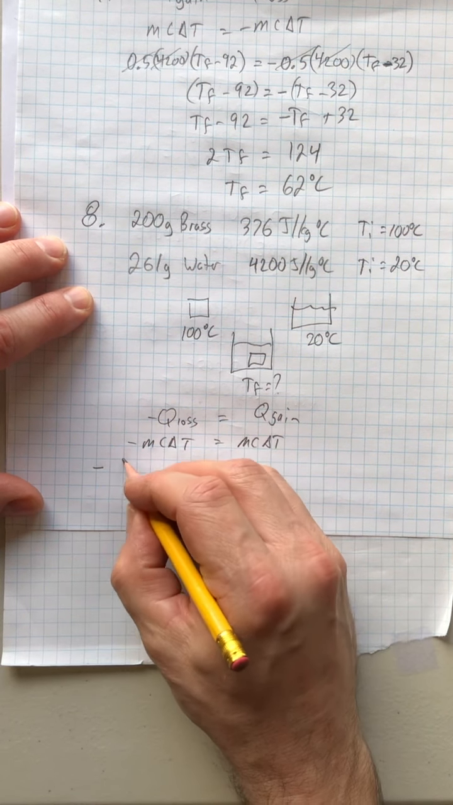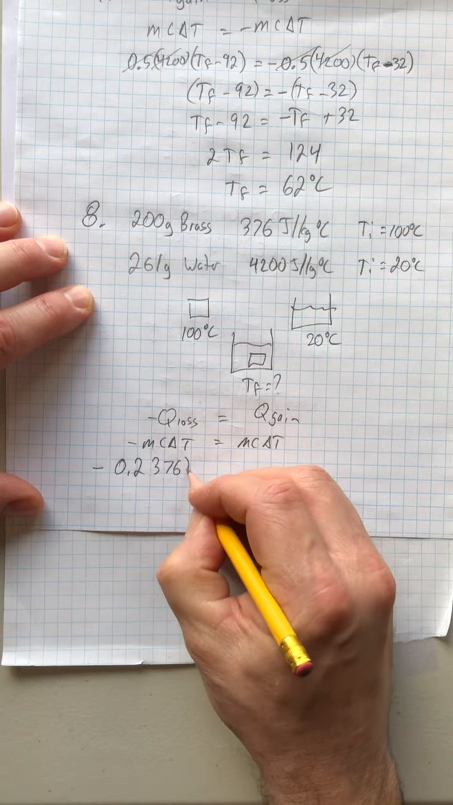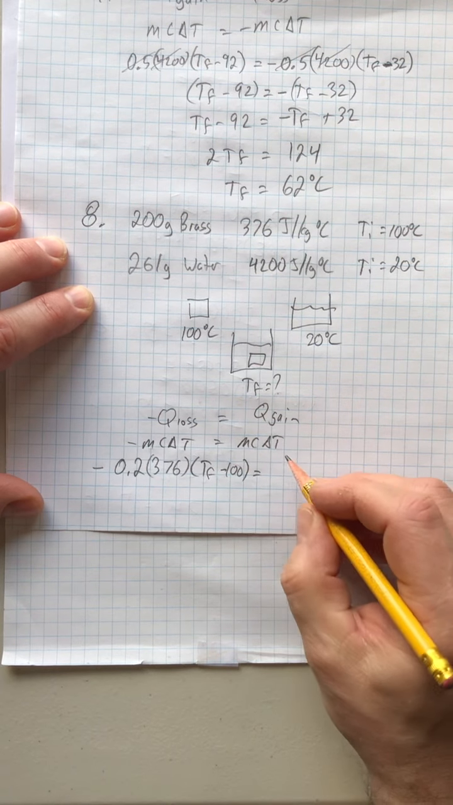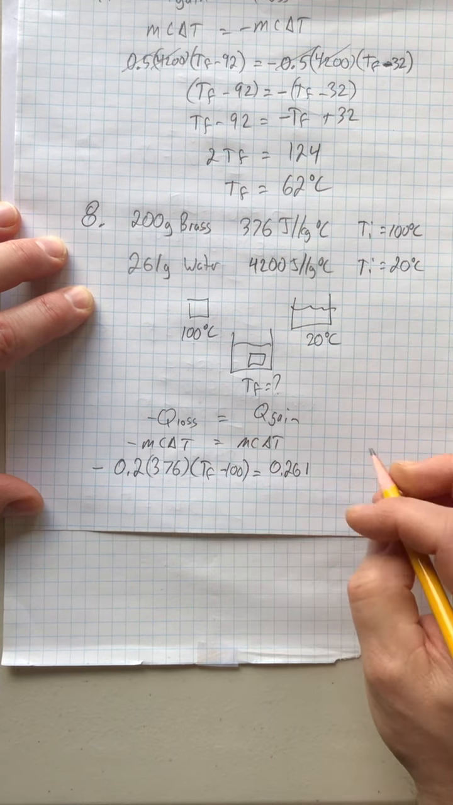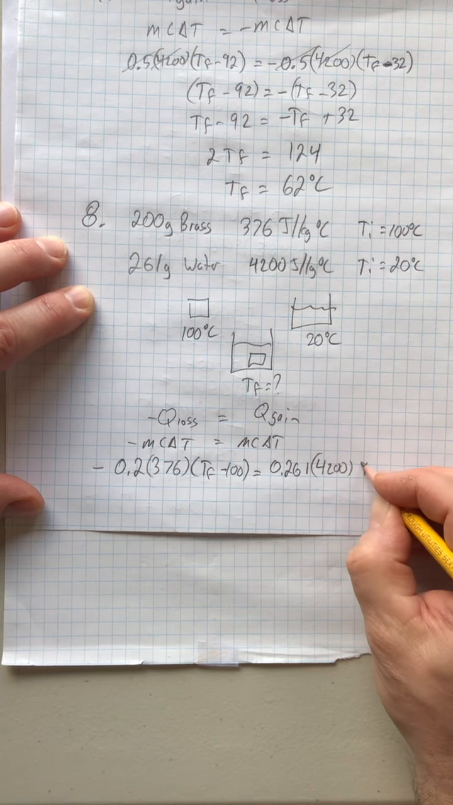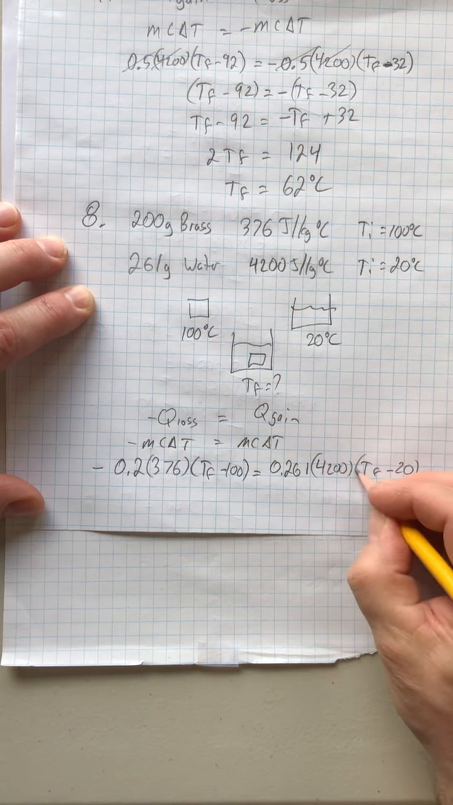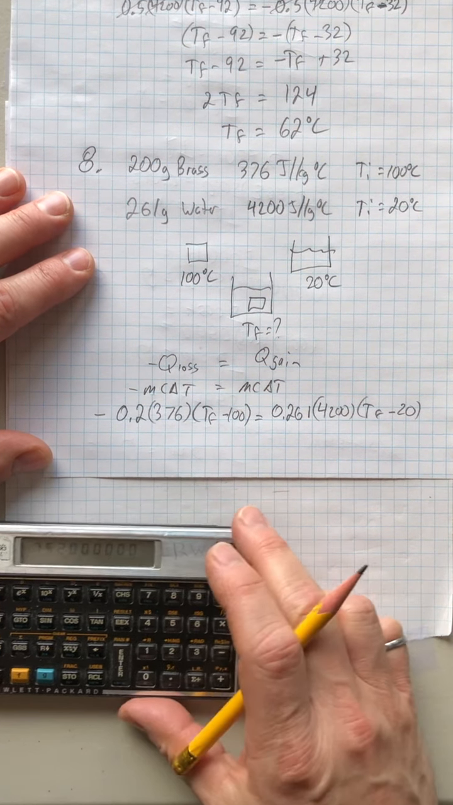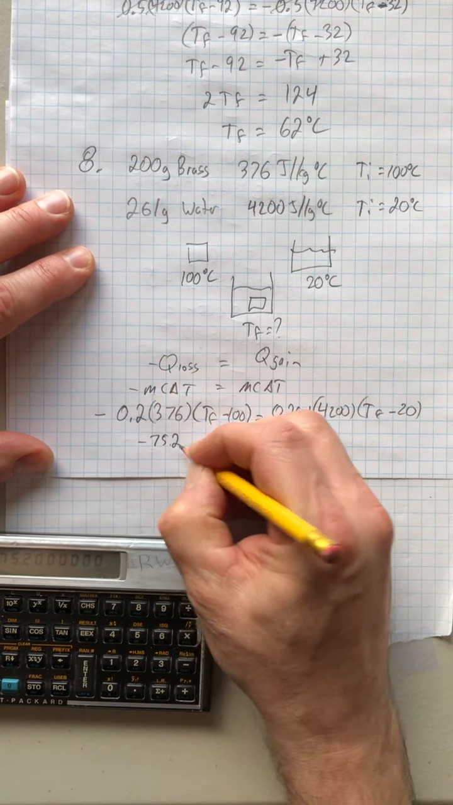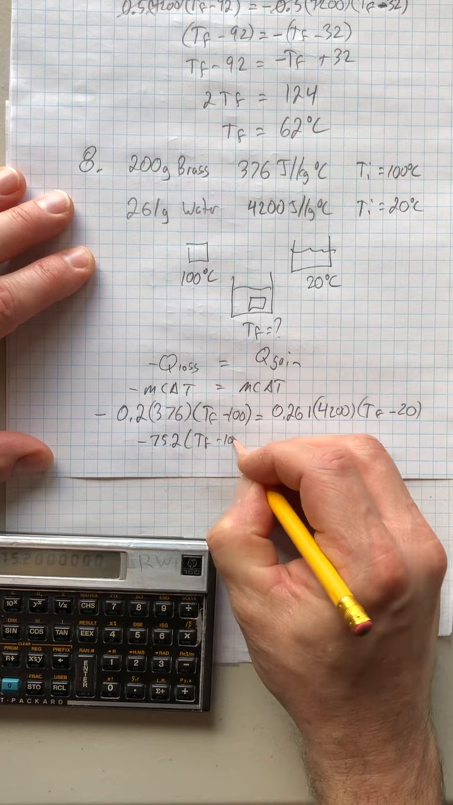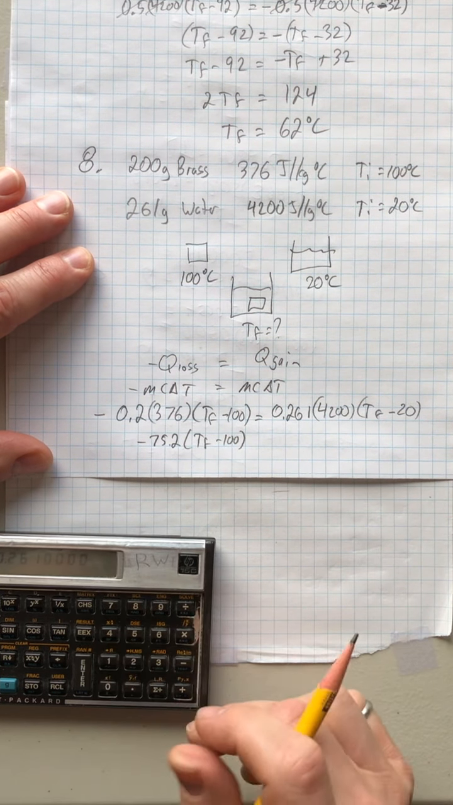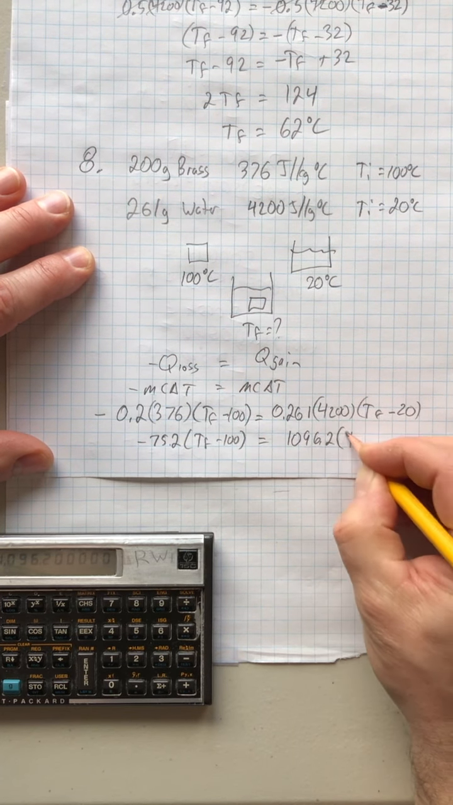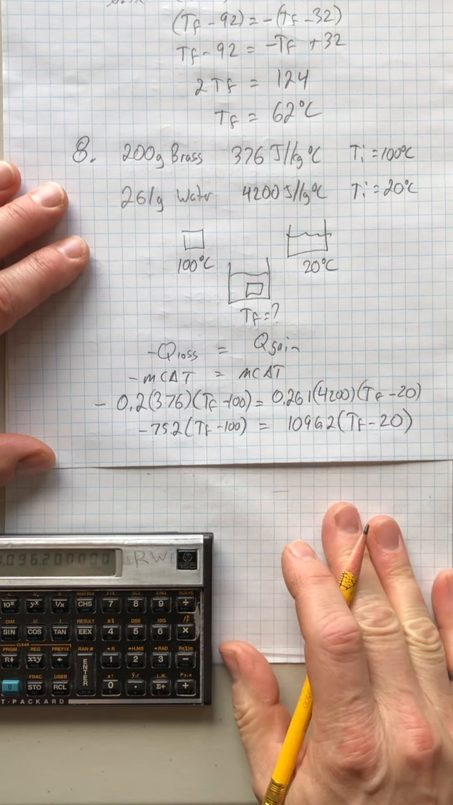So that's minus 0.2376 times T final minus 100 equals the mass of the water and the heat capacity of the water. Okay, now we got a bunch of algebra to do. 0.2 times 376 is 75.2. Over here, 0.261 times 4,200. That's 1,096.2 times TF minus 20. Okay.